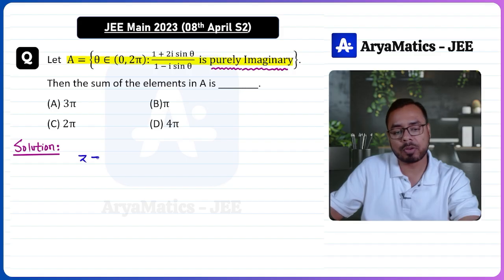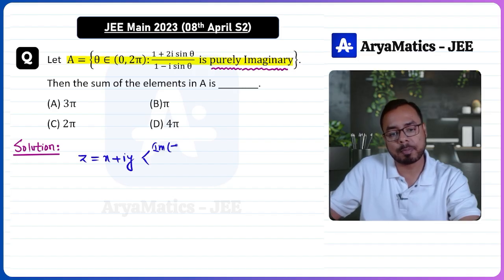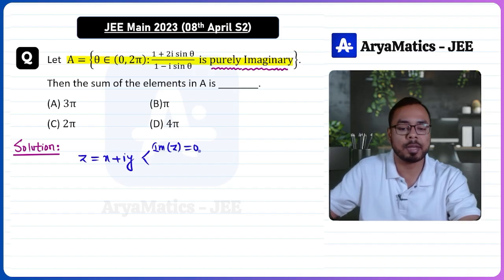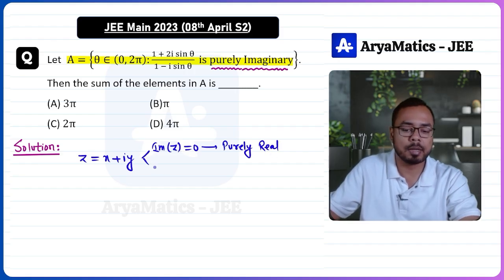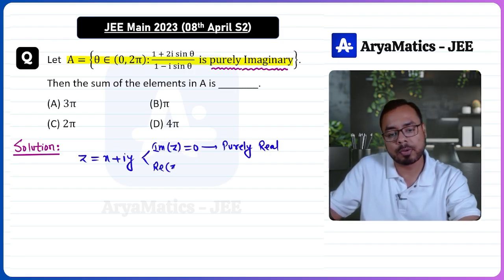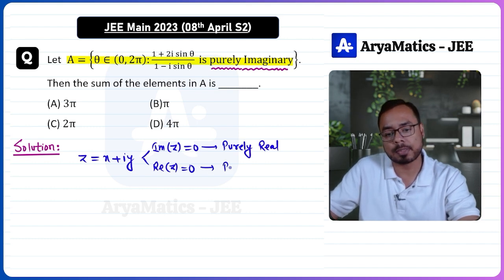Now remember, if we have a complex number of this form x plus iota y, then x is called the real part of the complex number, y is the imaginary part of the complex number. And if the imaginary part of this complex number is 0, that means if y is 0, then we say that this complex number is purely real, right? And another possibility is that the real part of this complex number is 0. If the real part of any complex number is 0, then we say that this complex number is purely imaginary.